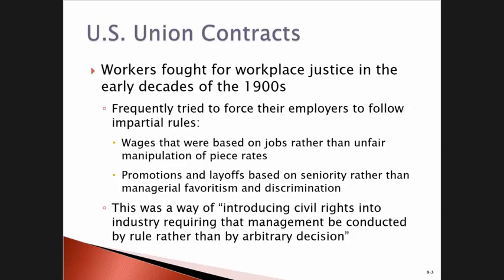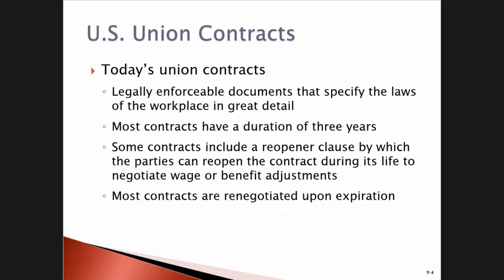Remember, we talked early on about how managers may behave in a very paternalistic fashion and not treat the workers fairly. Workers fought hard against that and attempted to create these contracts. These contracts are a way of introducing civil rights into the workplace, requiring management to be conducted by rule rather than by arbitrary decision. Today, union contracts are considered legally enforceable documents. They specify the laws of the workplace in great detail. If you pick up a union contract today, these will easily be 200 to 300 pages.